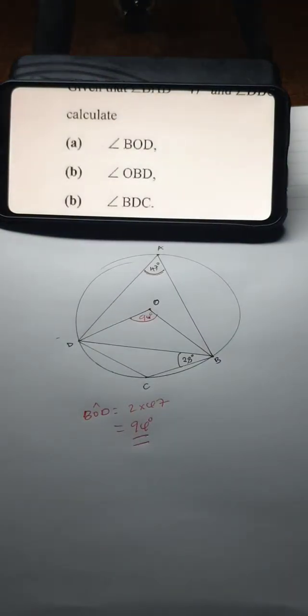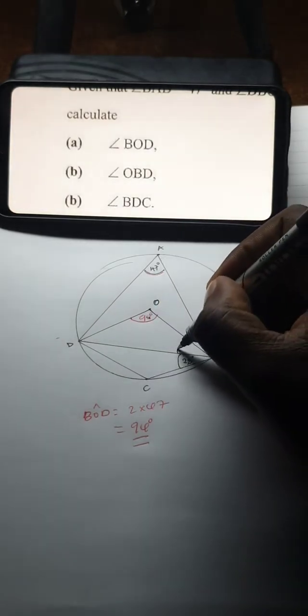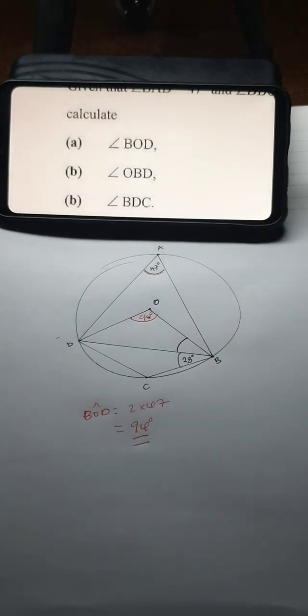The next one we're finding OBD. We are finding OBD. O is here, B is there, D up. Now, please pay attention. Pay attention.